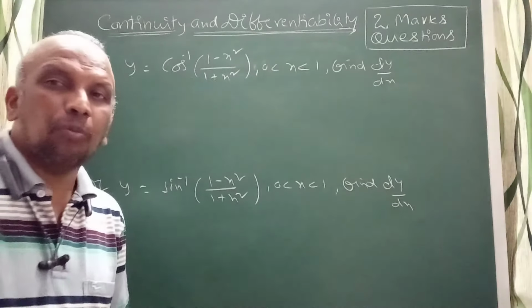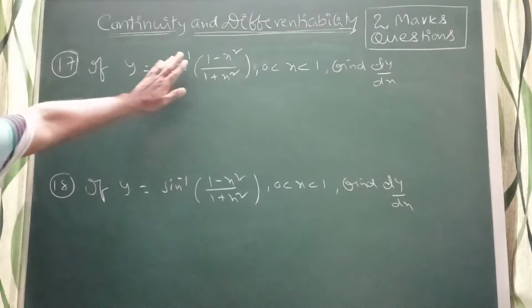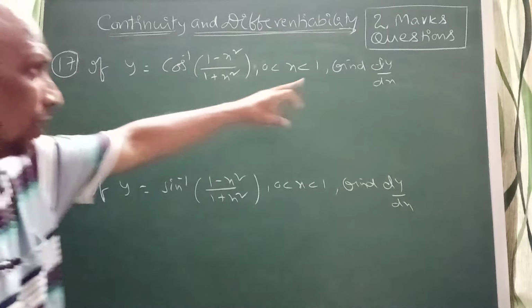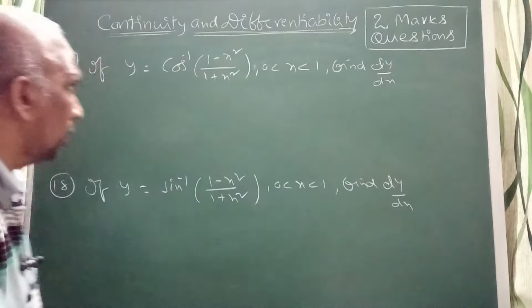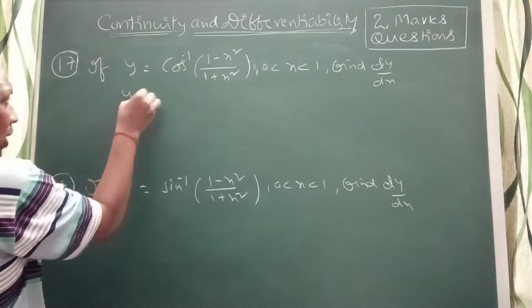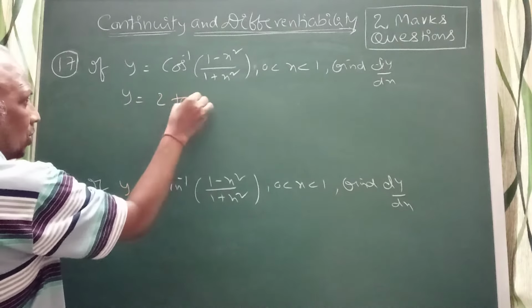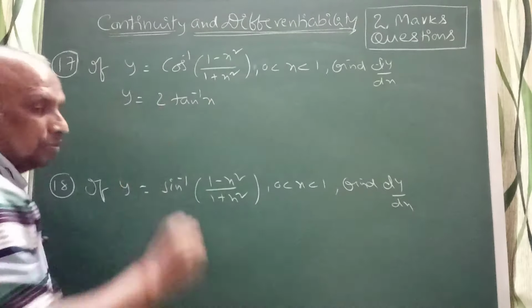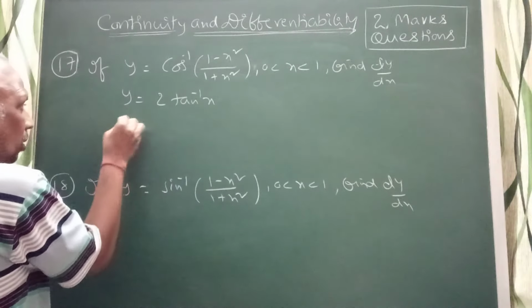Now see in this problem, a very simple problem. They are given y equals cos inverse of (1 minus x square) by (1 plus x square). Find dy by dx. But this is a formula we have. Y is equal, this will become 2 tan inverse x. Everything is 2 tan inverse x, derivative dy by dx.